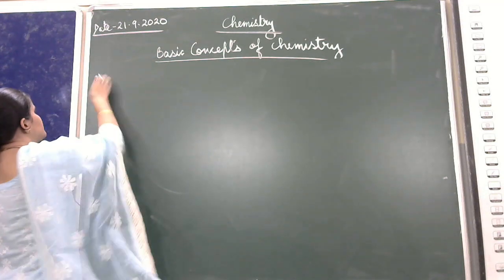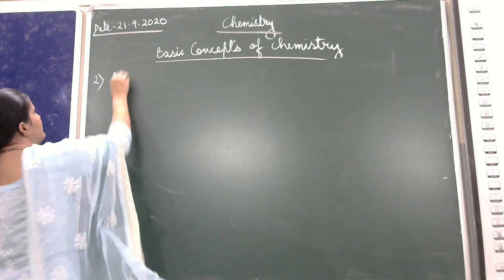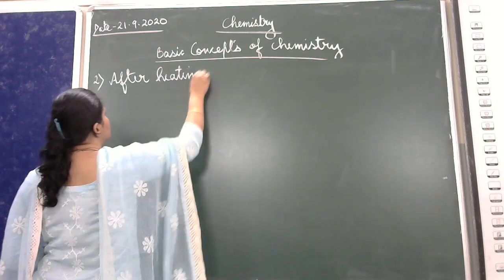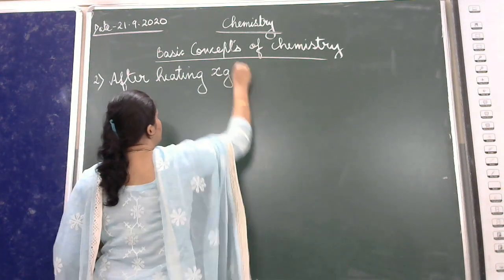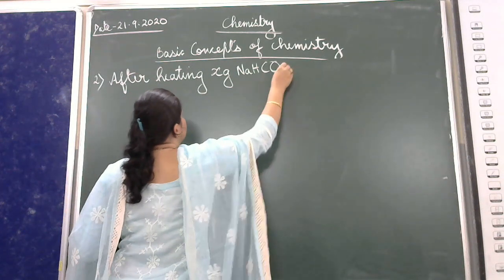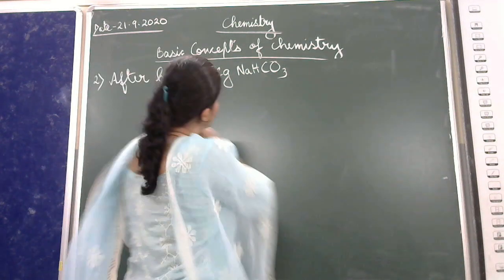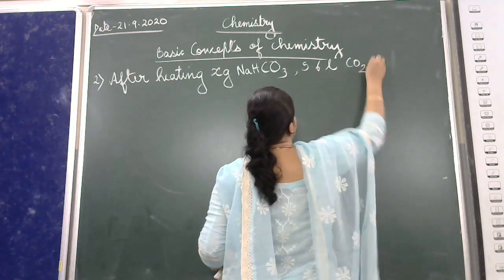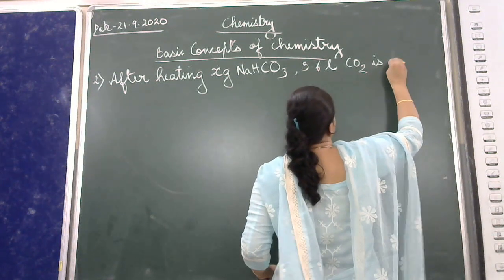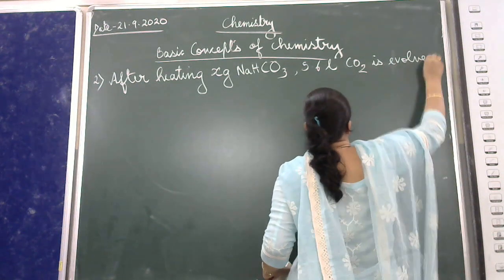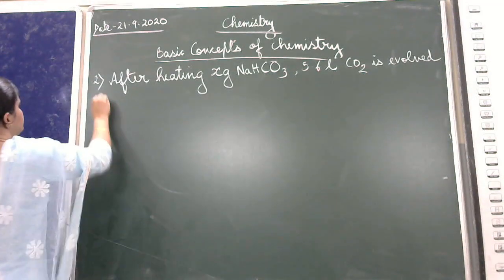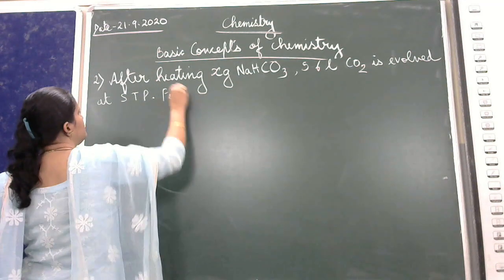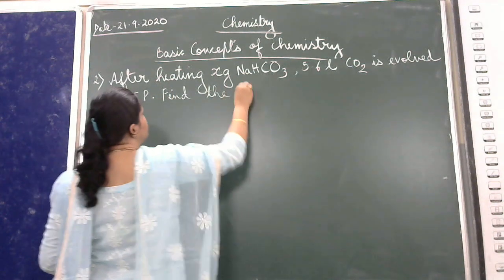Okay. Second question. After heating X gram sodium bicarbonate, 5.6 liter CO2 is evolved at STP. Okay, find the value of X.